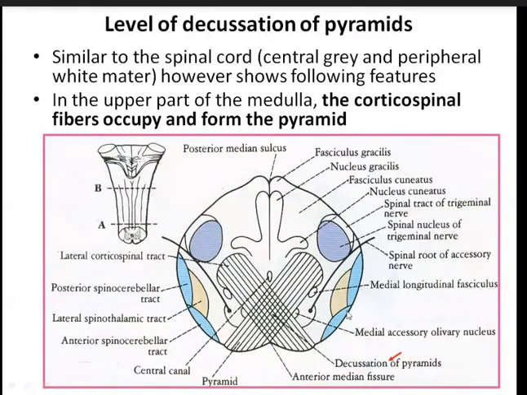Here we can see, similar to the spinal cord, in the posterior aspect the fasciculus gracilis and fasciculus cuneatus, and the nucleus gracilis and nucleus cuneatus. So that is the main feature here.